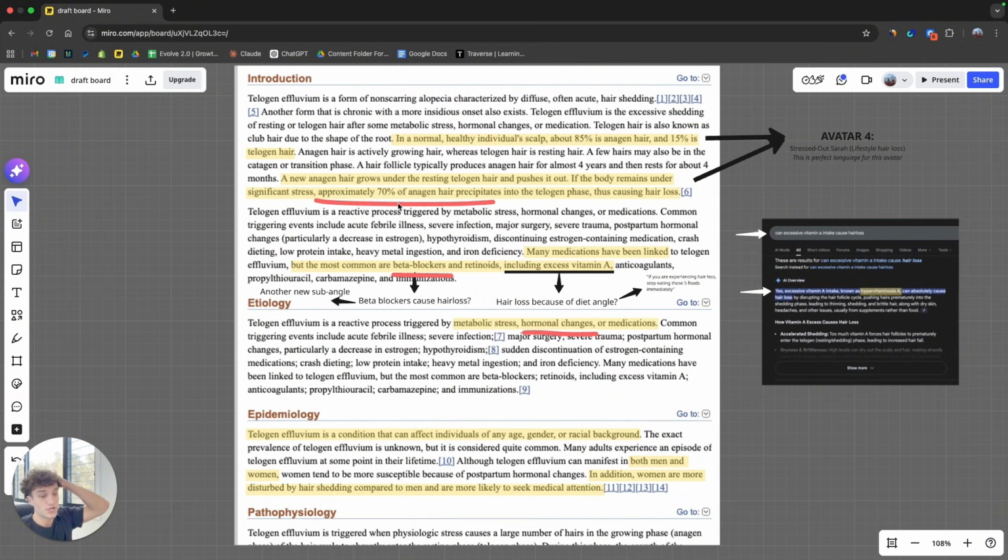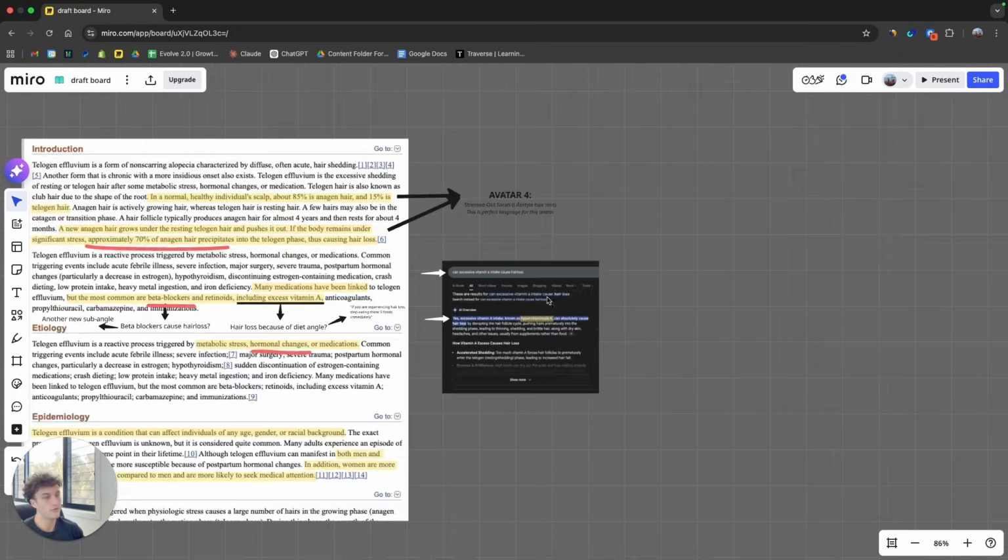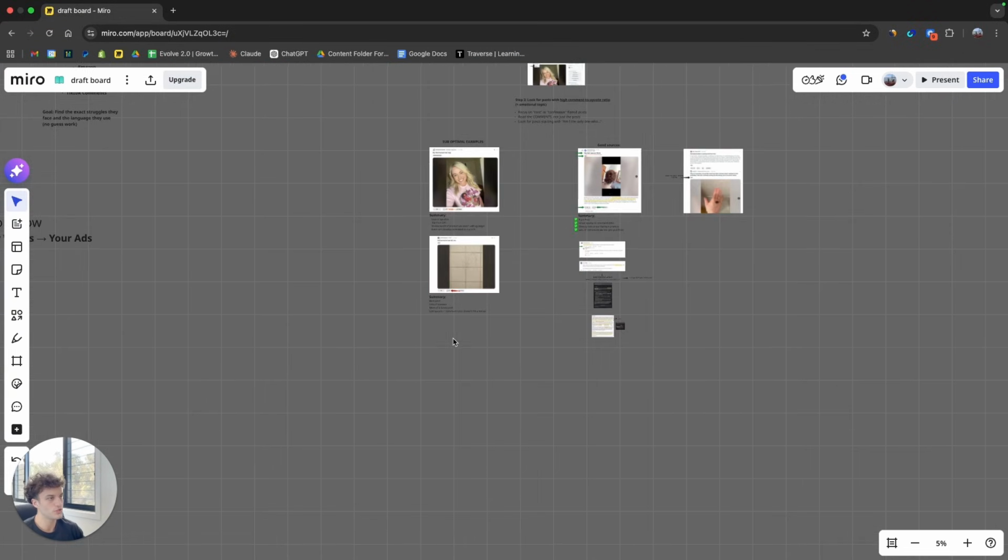Because if you were to come out and target people with grief and then say, the reason you're losing hair after you've just lost someone is because in a healthy person's scalp, 85% is anagen hair and 15% is telogen hair. When you are more stressed, the ratio shifts to 70% telogen hair, which causes hair loss. And then through researching, I found a lot of other sub angles here, but again, I made a full video on this, so I'm not going to cover it in too much more detail.